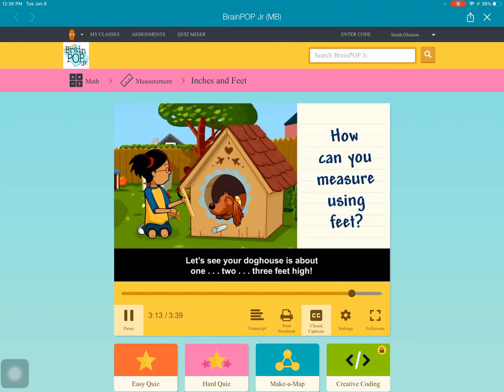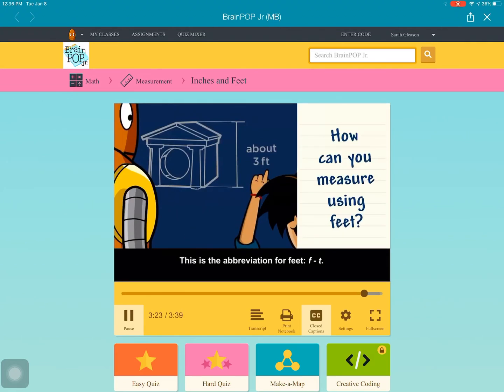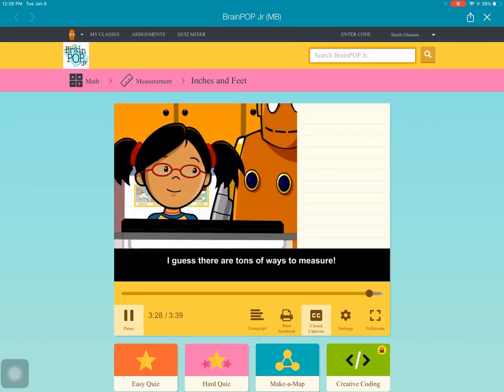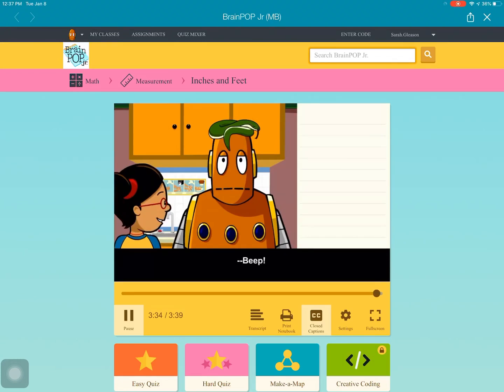Let's see. Your doghouse is about 1, 2, 3 feet high. This is the abbreviation for feet, FT. I guess there are tons of ways to measure. Maybe in a few weeks we can measure Selden again and see if he's grown. Nice hat, Moby.